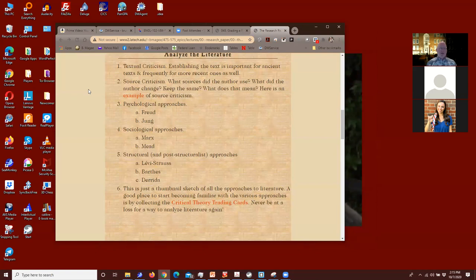All right, so other approaches, psychological, we're familiar with Freud. Carl Jung is also really popular in English departments. Sociological, there's still some Marxists left in these old English departments, but Mead, I mean, there are a bunch of sociology approaches. Structuralist, that has to do with the way that myths work. And there are a bunch of those guys out there. Oh, and if you're interested, you can look up critical theory playing cards or trading cards.